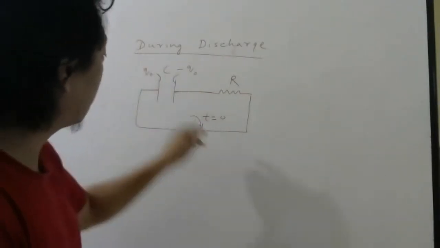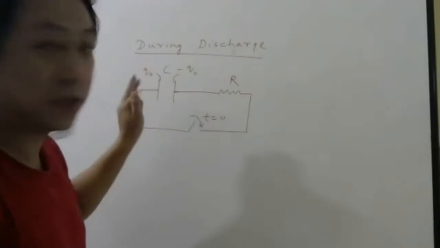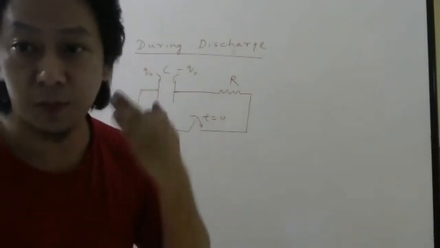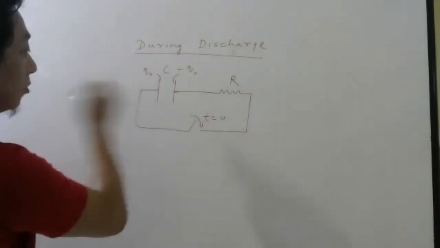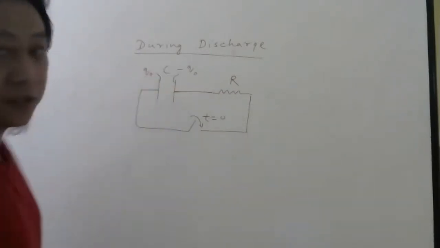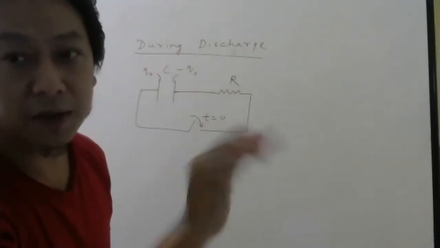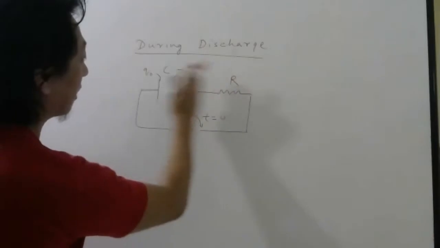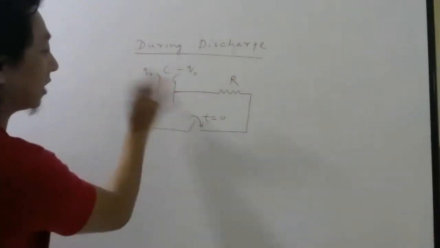The charge will start, plus charge will start going here. So this capacitor will lose positive charge. This plate will lose positive charge and this plate will lose negative charge. Ultimately, all the positive charge will come here. Then there will be no charge left.